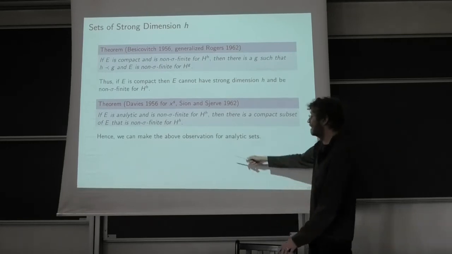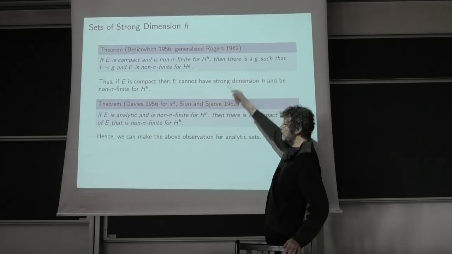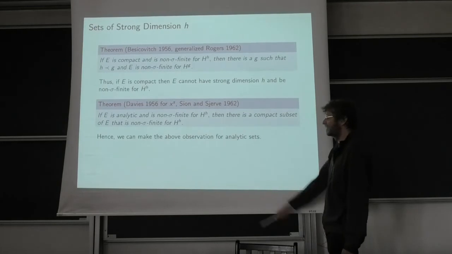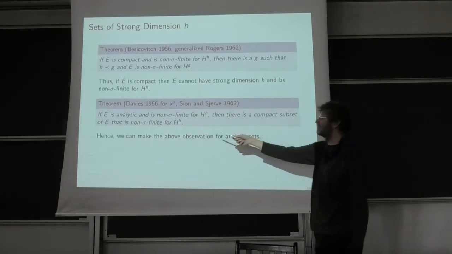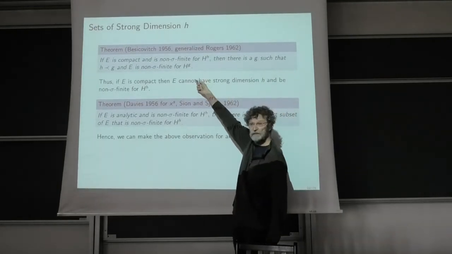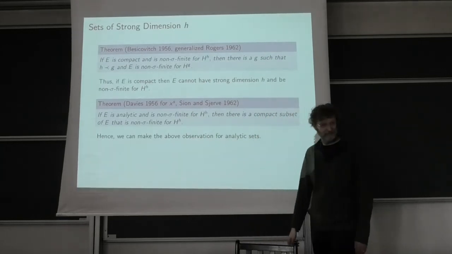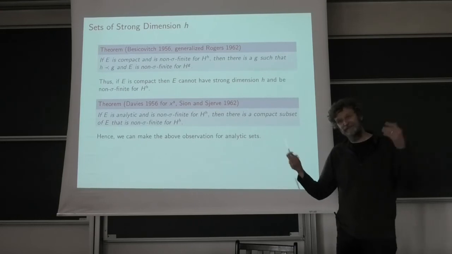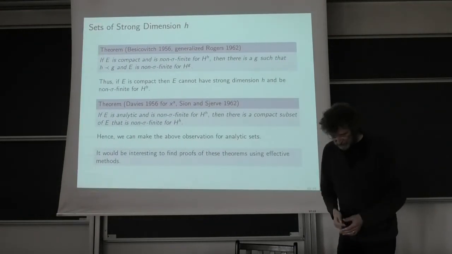Okay, so then what was true here is true about analytic sets as well. Right? Because I go from E to a compact set that's not sigma finite to some G, so that compact subset is not sigma finite for G, but then E can't be either because measure is monotone. Okay.